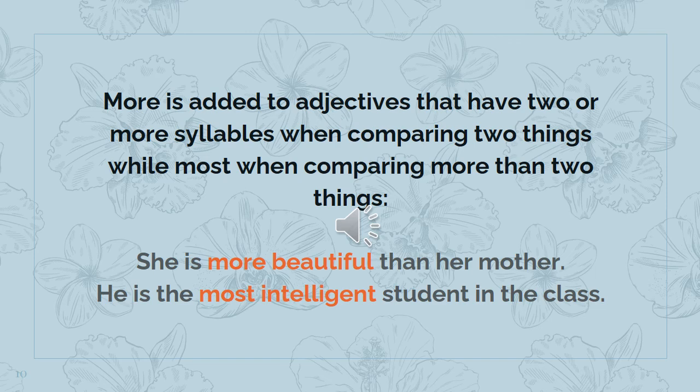For example, she is more beautiful than her mother. Here I am comparing two things, the comparative form of the adjective. I added more before the adjective, and the structure of the sentence stays the same, with than: she is more beautiful than her mother.